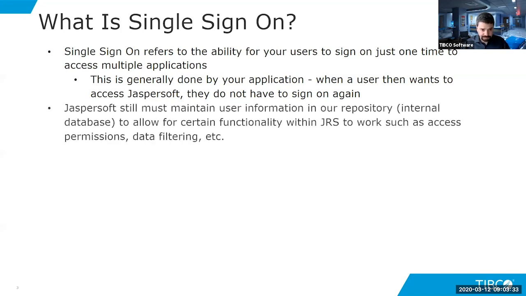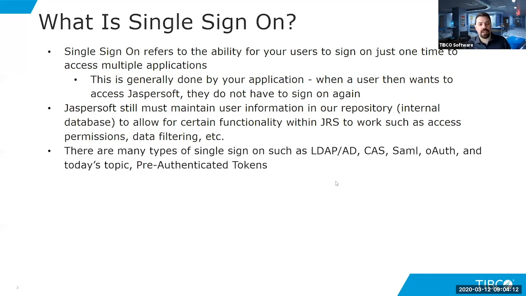Jaspersoft in this case. The way Jaspersoft works is we actually must maintain that user information for things to work in our system. So we have a repository, which is like an internal database where the user data has to live, and certain functionality that we do in Jaspersoft relies on that information, like access permissions to what reports someone can see, or maybe data filtering that you've applied to a domain or an ad hoc view or a studio-based report, and so on. So we need to get that data across to Jaspersoft in some way.